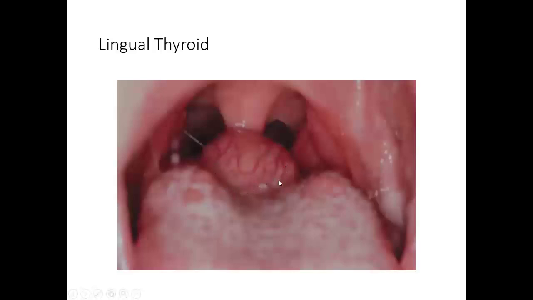for the production of thyroxine. But if it is causing symptoms to the patient like difficulty in swallowing or speech problems, then we need to excise this and re-implant it elsewhere in the body.